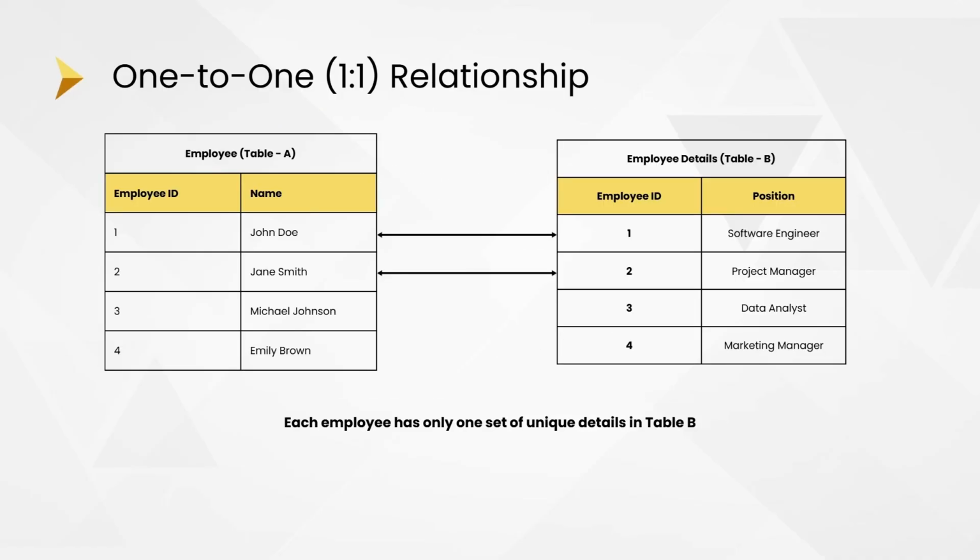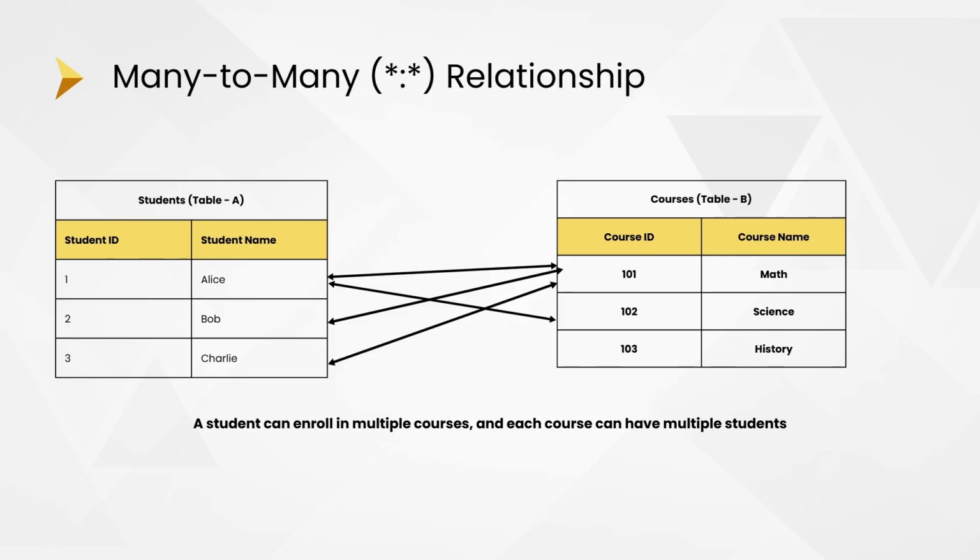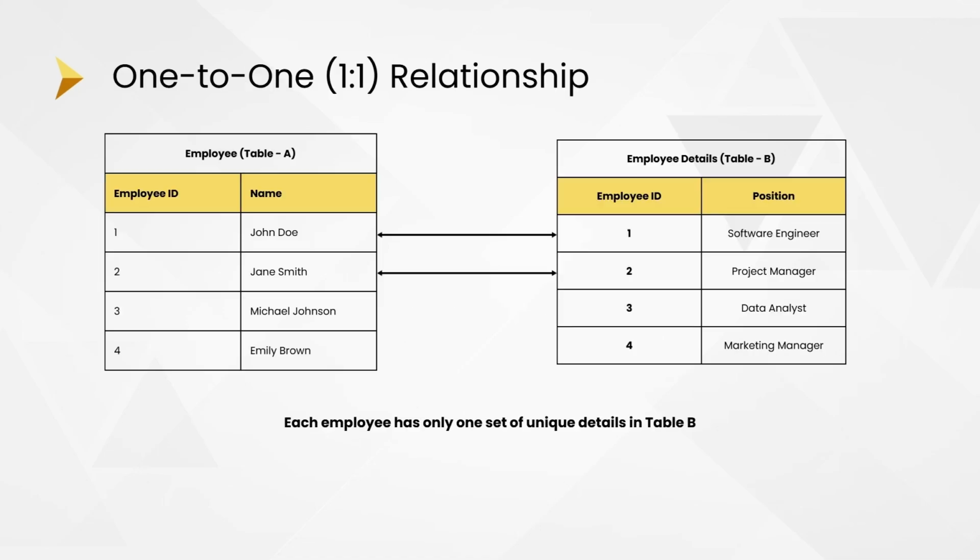Now that we understand why relationships are valuable, let's explore the different types of table relationships in Power BI. We have three main types of table relationships: one to one, one to many, and many to many relationship. Each serves a unique purpose depending on how the data in each table is structured. Our first type is the one to one relationship.